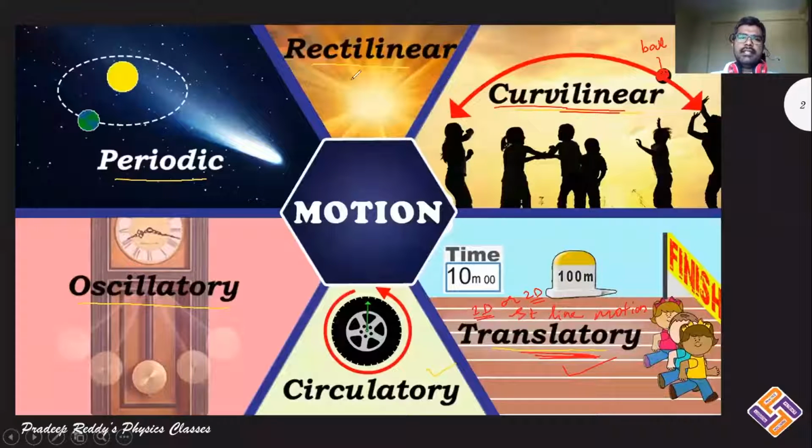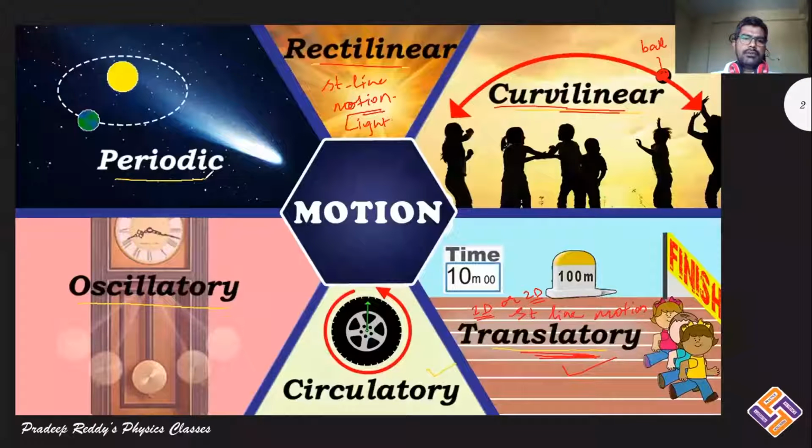And next is rectilinear motion. Rectilinear means straight line motion. Rectilinear motion and translatory motion are quite different. Generally, only light travels in a rectilinear path, and the motion we generally observe in our daily life is translatory motion. Of course, we will distinguish translatory motion from other motion in the next chapter.